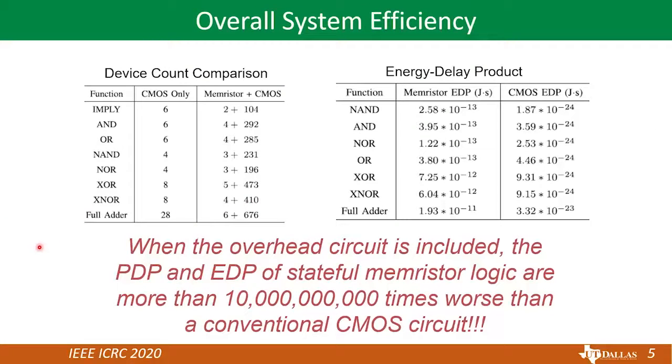The table on the left summarizes the device comparisons between pure CMOS and memristor logic with CMOS overhead, and the right table shows the energy delay product comparisons. The result shows that memristor logic needs a large number of extra transistors and has more than 10 orders of magnitude greater EDP. While it is possible to optimize this controller circuit a bit, there's no way to compensate for this huge difference.